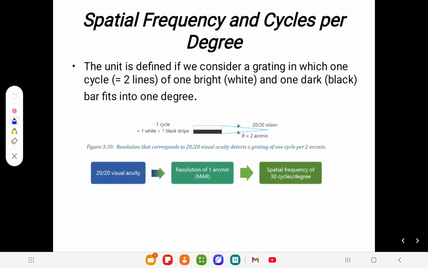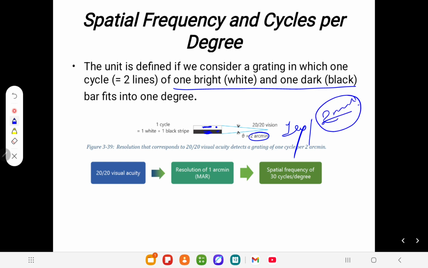It's very useful whenever you are seeing research in contrast sensitivity and visual perception. The unit is defined by considering gratings of one white and one black bar. What do you mean by cycle? A cycle means one white and one black. As we know, 1 minute of arc is the resolving capacity of the eye, so this is 1 minute of arc and this is 1 minute of arc. In total it's 2 minutes of arc. So to make one cycle you need 2 minutes of arc.